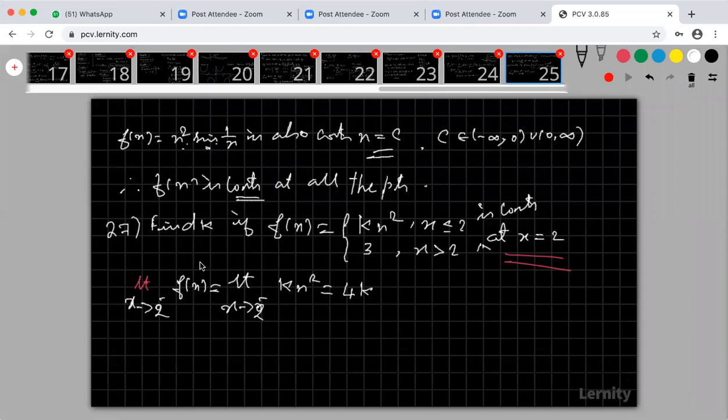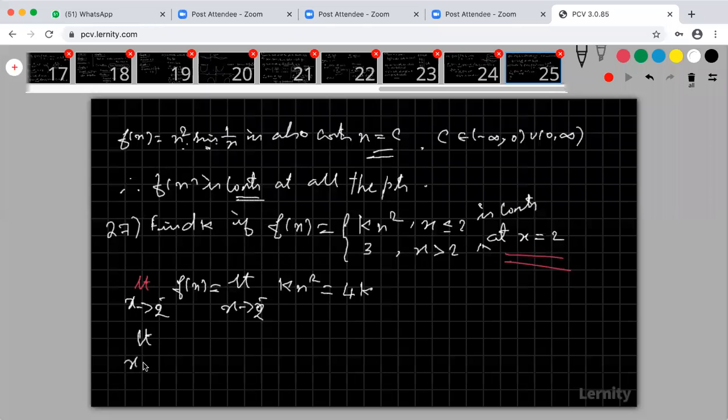Now, what is the left hand limit? Limit x tends to 2 minus f of x. My f of x is kx square. Apply that x is equal to 2. I am getting 4k. Come to the right hand limit. What is the right hand limit here?